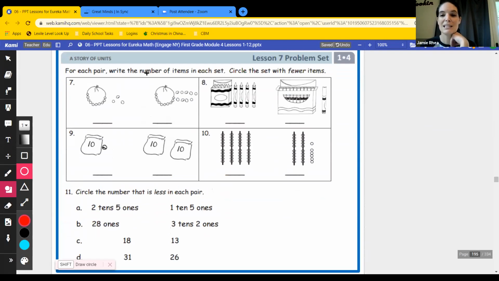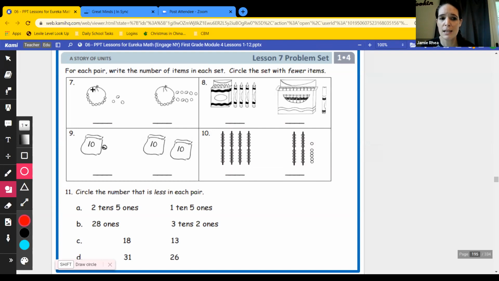Now, guys, look at this one. For each pair, write the number of items like we did above, and then circle the one with the fewer items. That means the smaller amount. Okay, less. Which one has less? So let's look at number 7, but you guys can do the rest on your own.